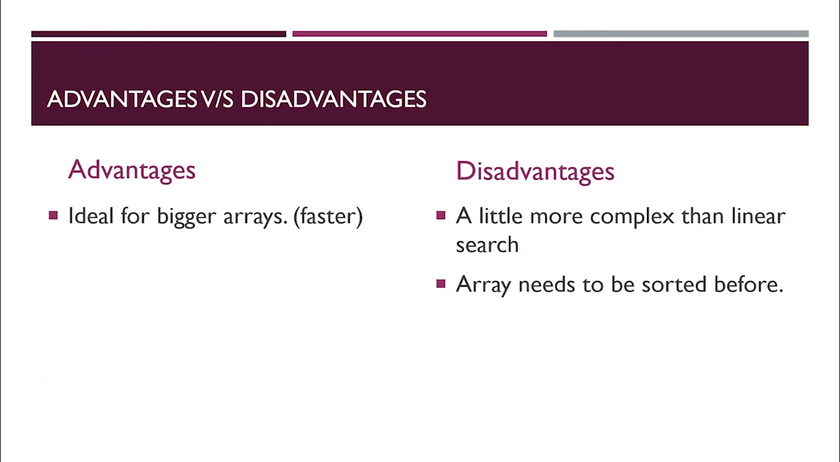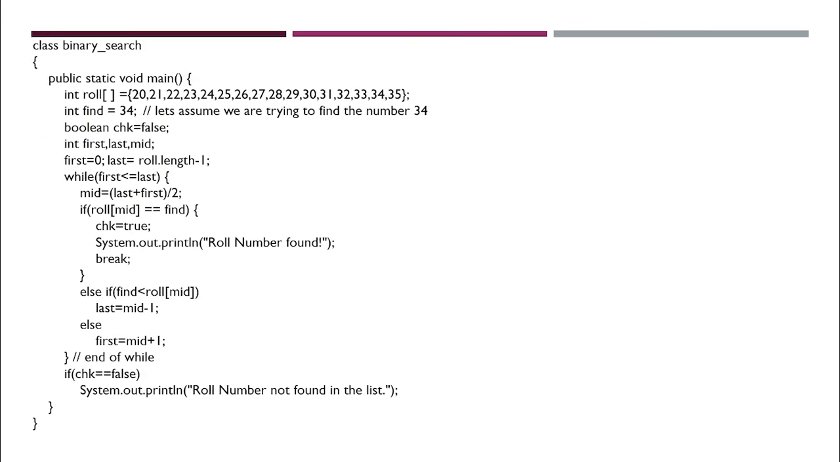But the disadvantage is that it's a little more complex than linear search, but for the time that it saves, I think it is worth it. And the array also needs to be sorted before, and this is where your sorting techniques come into play. So by sorting the array before you try searching a value inside of it, you can use binary search.